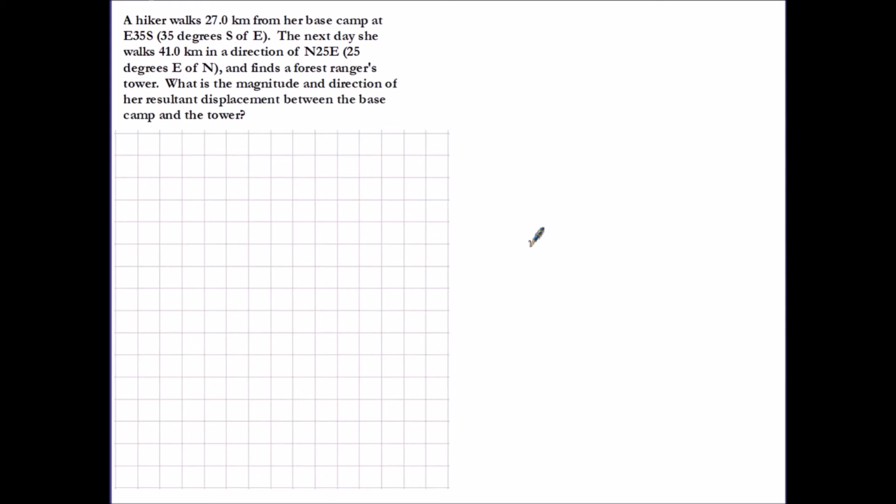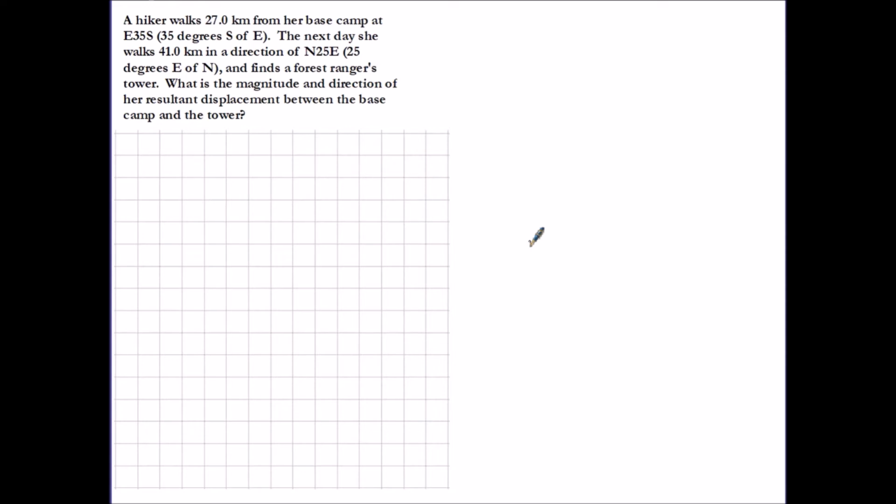A hiker walks 27 kilometers from her base camp at an angle of 35 degrees south of east. Next day, she walks 41 kilometers in the direction of 25 degrees east of north, and finds a forest ranger's tower. We'd like to determine the magnitude and direction of her resultant displacement between the base camp and the tower.